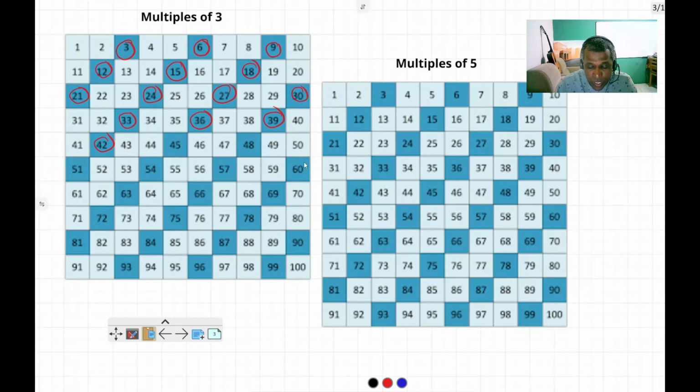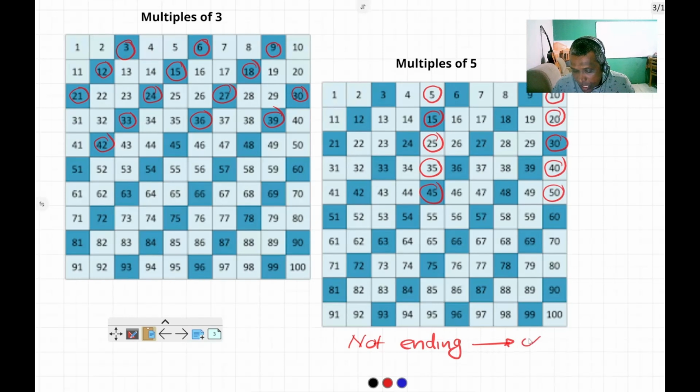If I want multiples of 5, I can mark 5, 10, 15, 20, 25, 30, 35, 40, 45, 50, like that we can mark. All the multiples we can mark on the grid. They are not ending. They are moving forward till infinity. That's very important. Next we go to the next slide.